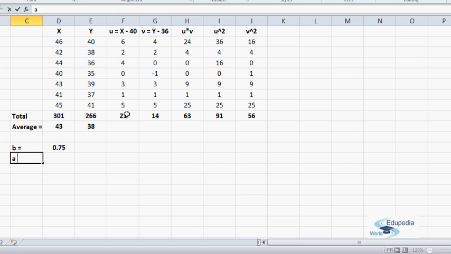Similarly, a would be equal to y bar minus b times x bar. So y bar is 38 minus b times x bar, which is 43. And let me put the second part in the parenthesis. So that's the thing, and the value of a is coming to be 5.75. Before estimating the value, let's also find the coefficients which are required for the second regression line.